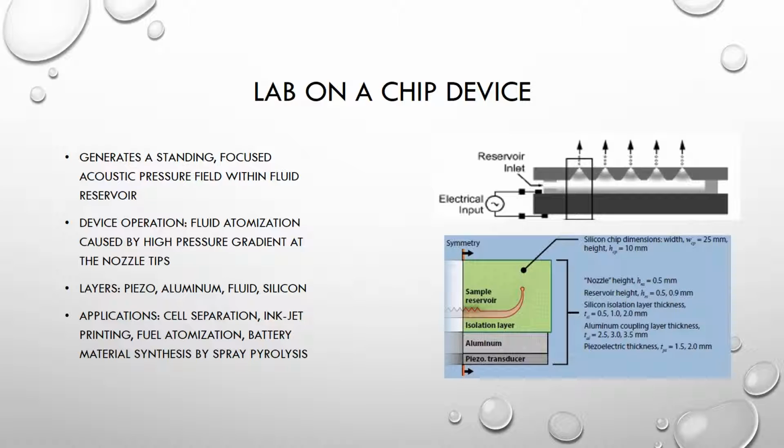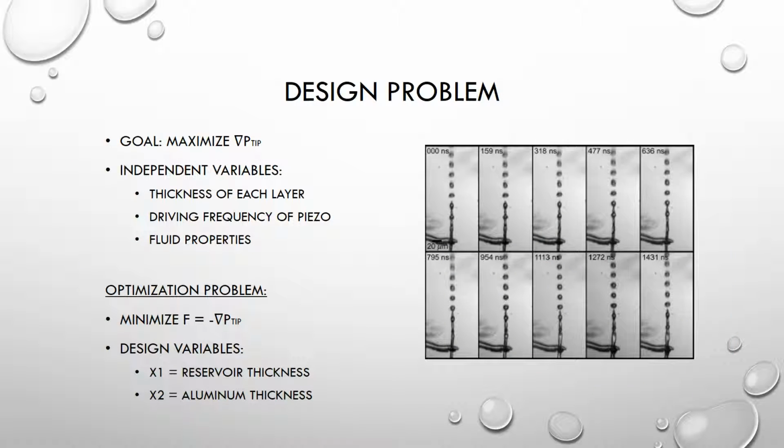The thickness of each layer and the driving frequency are just a few of the many factors that play a role in the generated pressure field. The goal of this design optimization is to maximize the average pressure gradient across the nozzles in the array by varying the microfluidic channel height and aluminum thickness. Transforming this into an optimization problem, the cost function we are minimizing is the negative average pressure gradient across the nozzles, and the design variables chosen are fluid height and aluminum thickness.